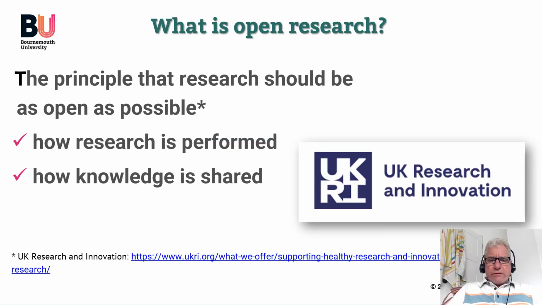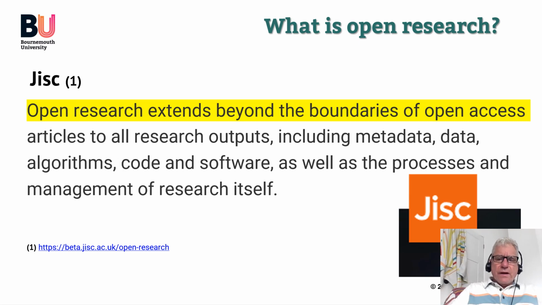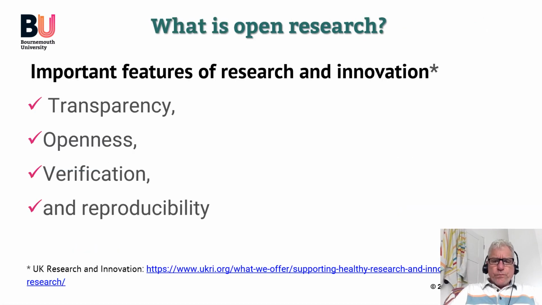Well, to start off with, let's take a look at what the UKRI says. What is open research? Well, the principle is that it should be as open as possible, how research is performed, and how knowledge is shared. JISC looks at open research as extending beyond the boundaries of open access. Important features of research and innovation for open research are transparency, openness, verification, and that it can be reproduced.